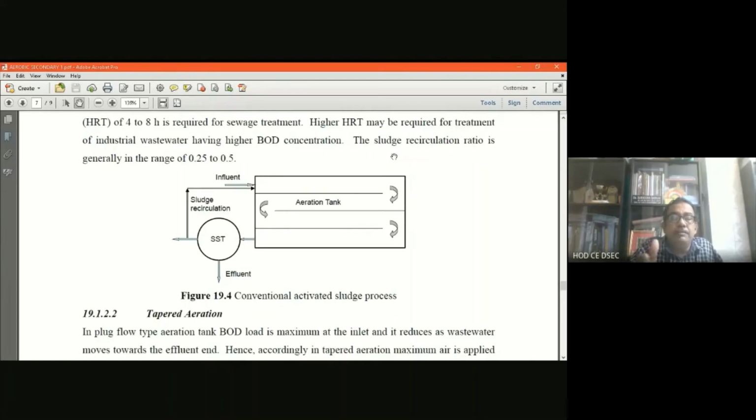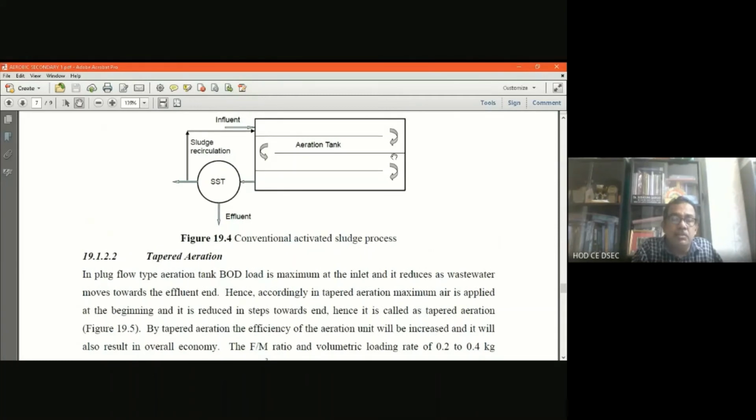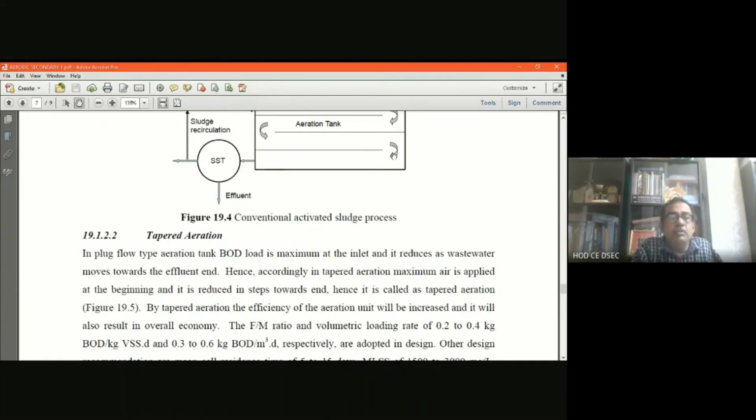Now you see the SST, the sludge recirculation, and the aeration tank. I am just considering this is a plug flow tank, conventional activated sludge process. Now the tapered aeration; this is the uniform aeration I have just talked to you about. One other aeration system is tapered aeration, which I will show you in the figures.